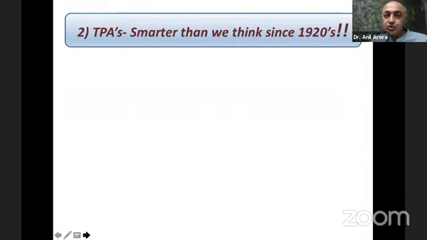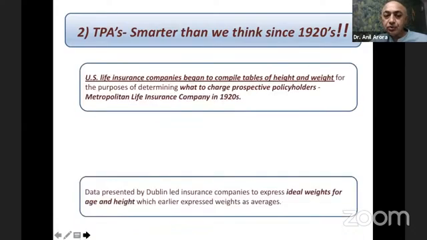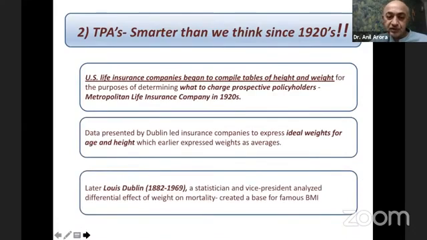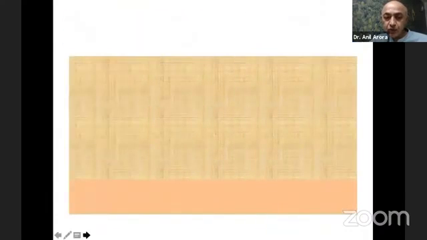Then we have the story of TPAs, whom we ridicule on a day-to-day basis because they create so many hurdles in reimbursing our patients. By 1992, insurance companies in the US did analyze that the biggest sucker of their funds were the people who were overweight and who were obese.